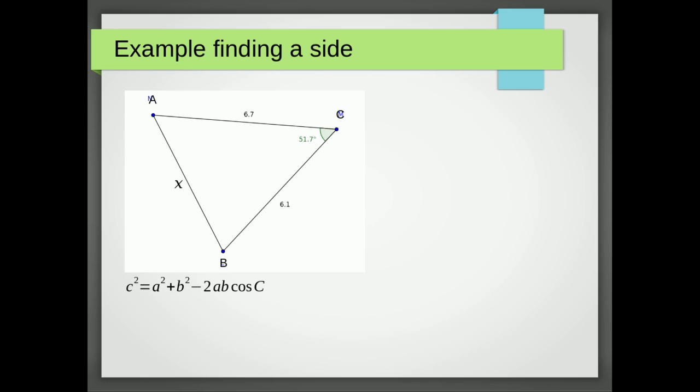Now remember, the opposite side goes with the letter, so the side that goes with angle C is x. So we've got x squared equals all the things that are there on the right. We can calculate that on our calculator, so we get x squared equals 31.4, and then we square root both sides and we get x equals 5.6.